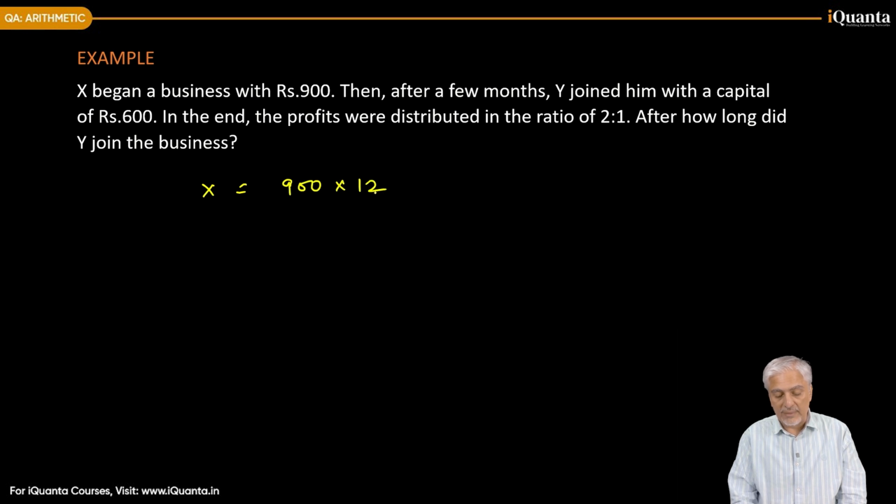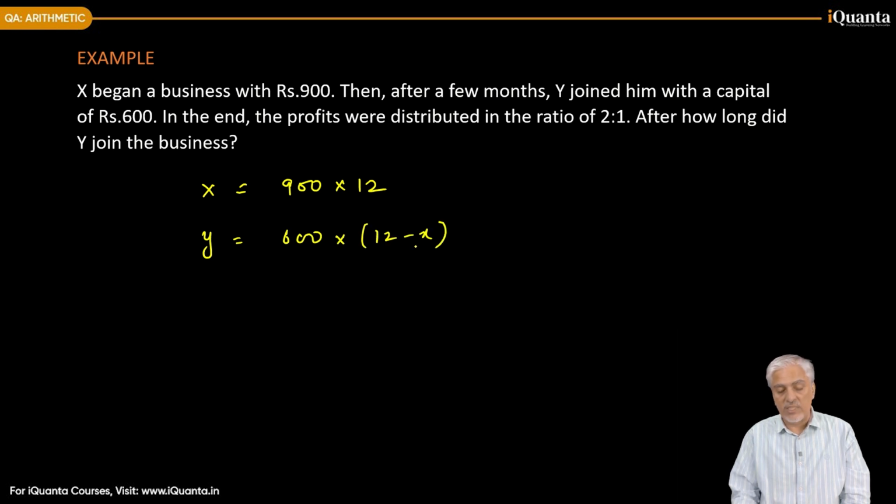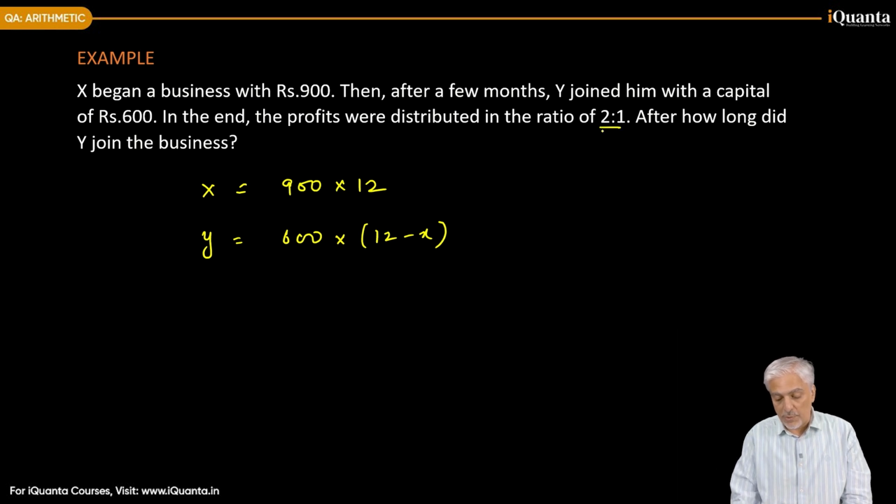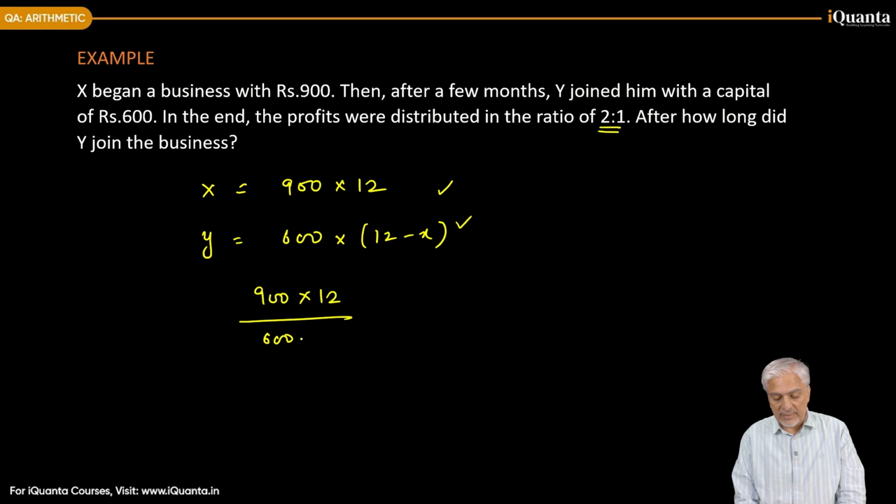That was 12 months. And Y joined him with a capital of 600 after, say, X months, because we want to find X. So Y was there for 600 for 12 minus X months, because he has joined after X months. And the ratio in which the profit got distributed was 2:1. That means this upon this was 2:1. So 900 into 12 upon 600 into 12 minus X is 2:1.